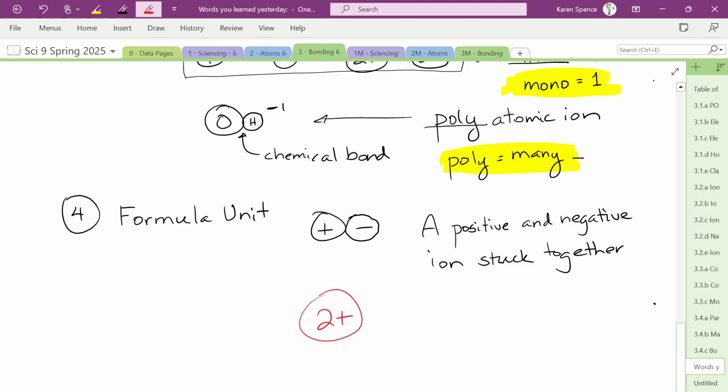What if I had a 2+ ion? How many -1 ions would I need to pair up with that? I would need 2 of them, okay? So this would also be a formula unit, okay? The overall charge is always 0.